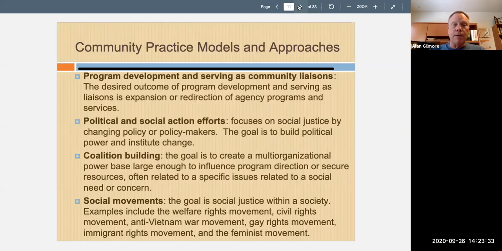Coalition building, the goal is to create a multi-organizational power base large enough to influence program direction or secure resources, often related to a specific issue related to a social need or concern. There is definitely power in numbers. And so the more diversity that you can bring to a coalition, the more numbers, the more representation.